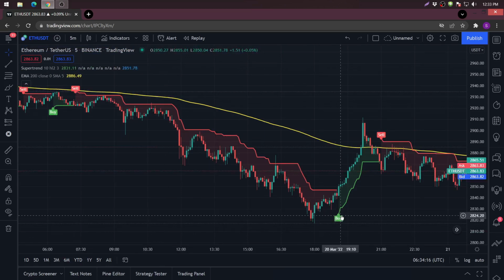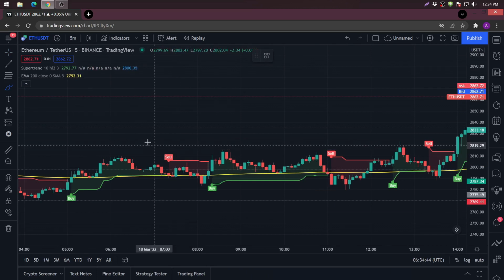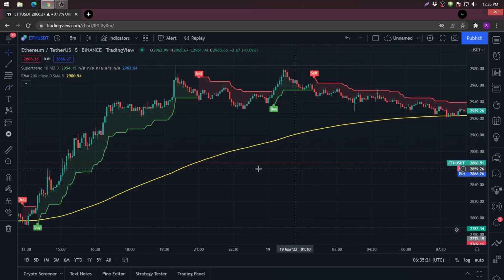Also the buy signal, it was another great signal, but only works on a trending market. But when the market stays ranging, at this time Supertrend gives us many false signals. So if you want to avoid the false signals, you can use this method. Some time ago we added the 200 EMA.